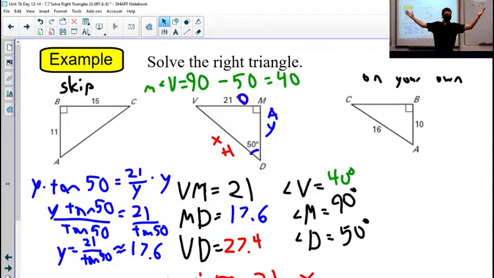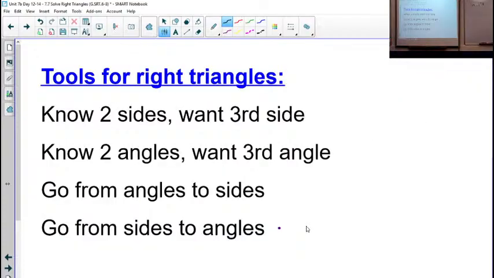And we have done it. We have solved our triangle. We have figured out all our sides. We have figured out all of our angles. Tools for solving right triangles, and we're going to drill these tomorrow. We looked at and used all of these today.